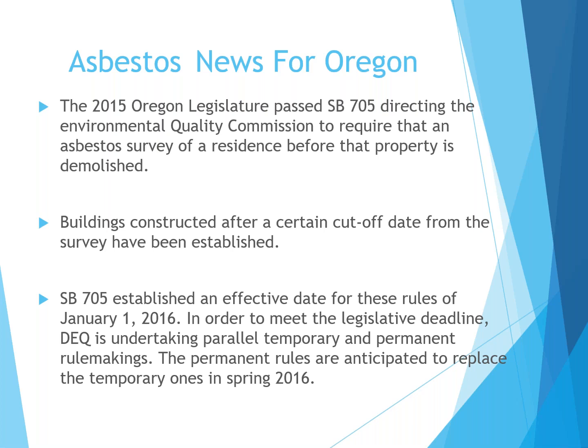So in 2015, the Oregon legislature passed SB 705, directing the Environmental Quality Commission to require that an asbestos survey of a residence be done before a property is demolished. So this has been in place for quite a while, give or take 5 years. And I think for the most part, we haven't seen too many issues with a house being demoed.